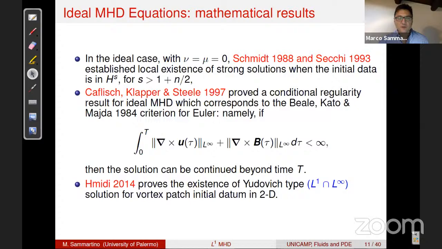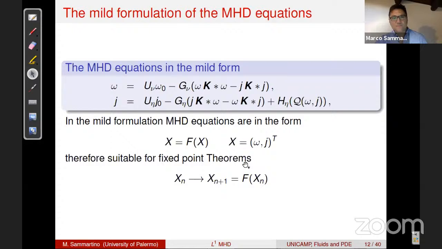Okay, so that's the end of the review of some results. So what I will do in the next couple of slides, I will write the MHD equations first, I will pass to the vorticity current formulation. So the whole talk is about the vorticity current formulation. So instead of using the velocity and the magnetic field, I will use the vorticity and the current. And then I will put the equation in the mild form, basically. Well, we'll see.